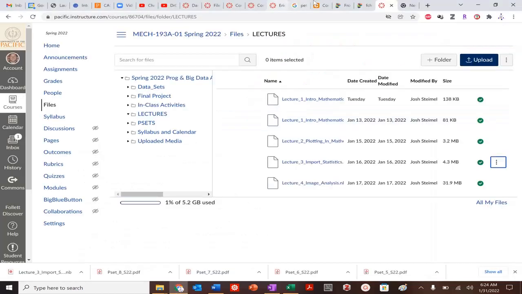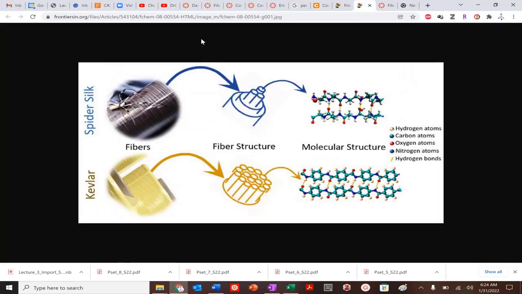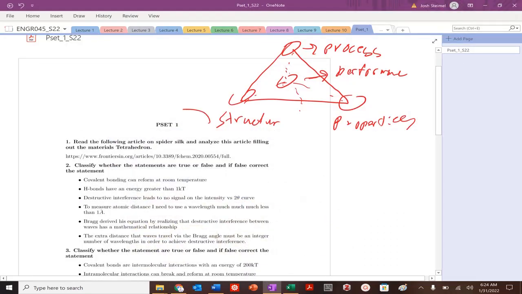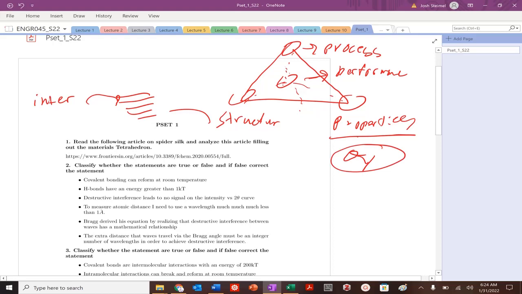So we want to read our article, and let's go to our spider silk article. And you see that spider silk has this kind of unique fibril structure, very similar to Kevlar. So this unique kind of aligned fibril structure, so the structure, which is fibril, gives rise to these intermolecular interactions, which changes essentially the properties of the fiber, making it extremely stiff, and also having a high yield strength. So excellent mechanical properties, and thus performance mechanically.